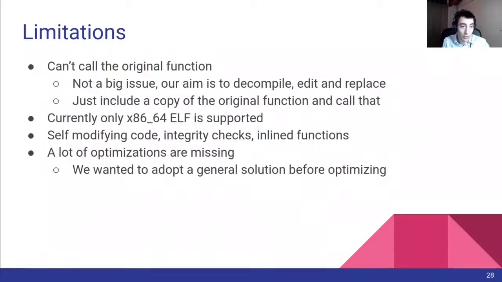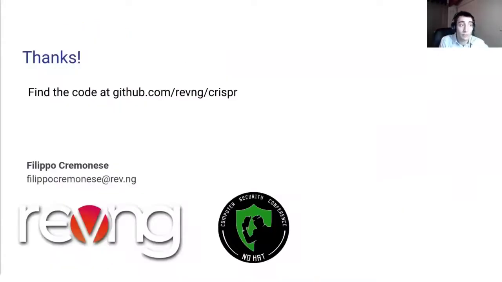We also have a lot of optimizations that we can implement to optimize the size of the binary that we produce in case of an outline patch. But this is because we want to prioritize creating a general solution before optimizing. So what we have implemented here should work basically for any binary, and it's really general. So that was it. Thanks for your attention, and I will now be available for a live Q&A session.